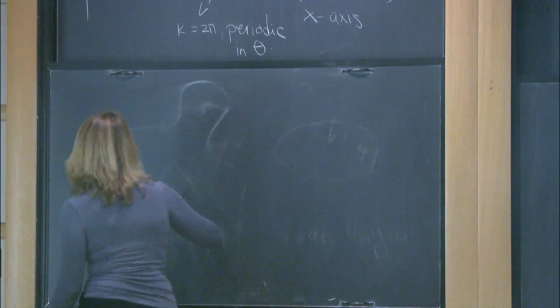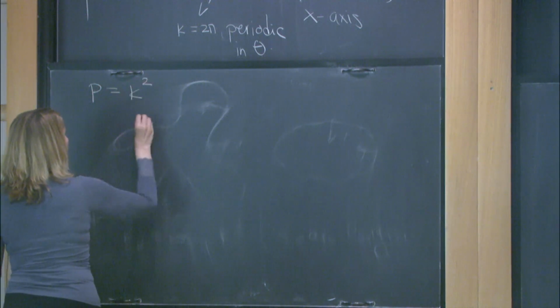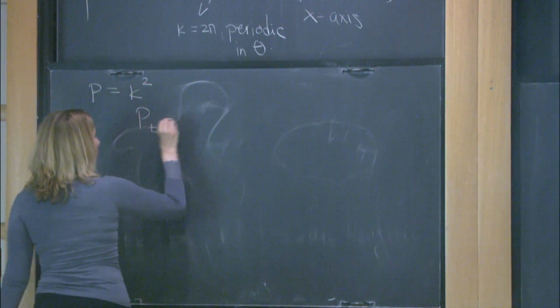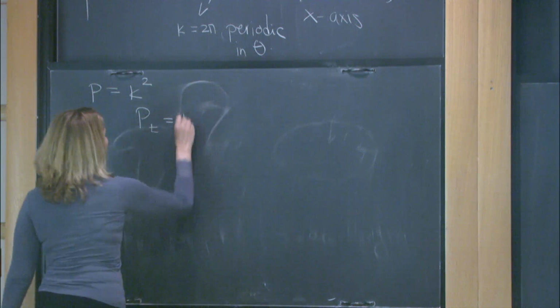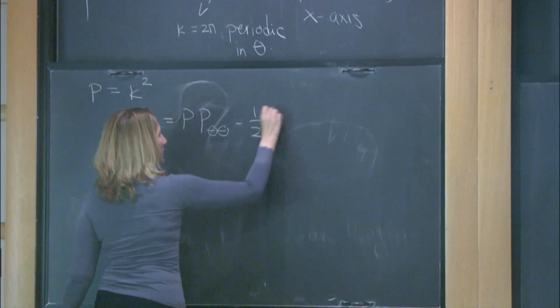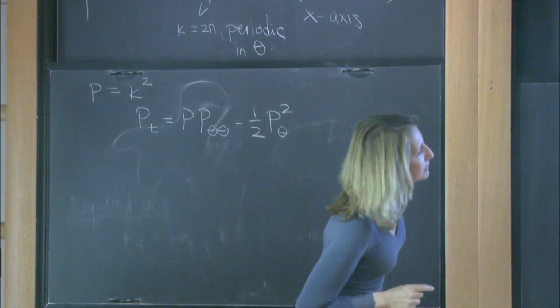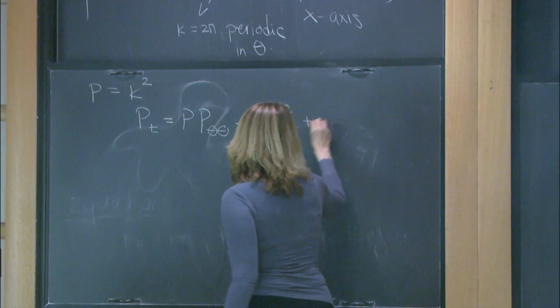Okay, so let me write it. So P is kappa squared, and P sub T is P theta theta minus 1/2 P theta squared plus 2, I think. Is it 2? Do I have a 2? Yes. Plus 2 P squared.